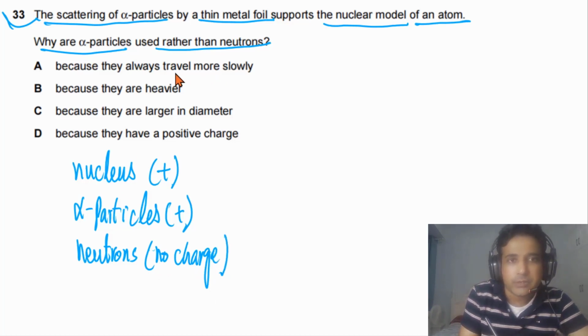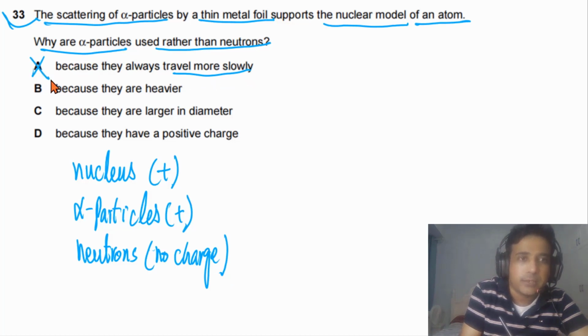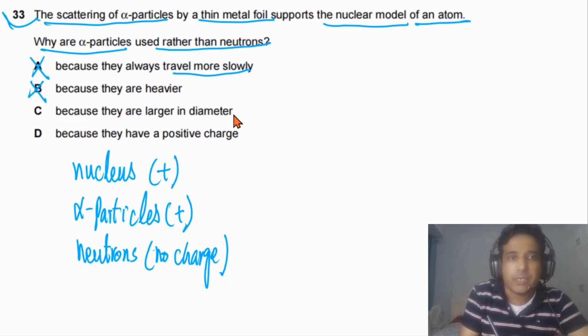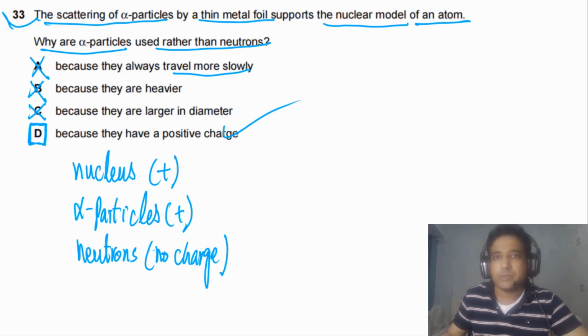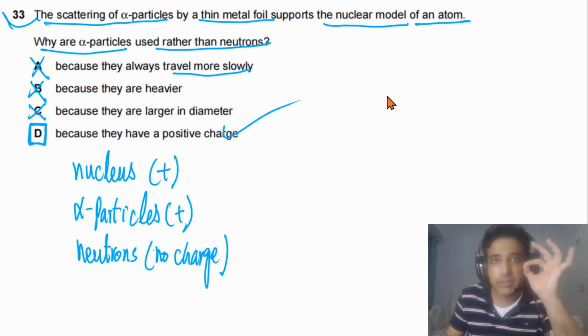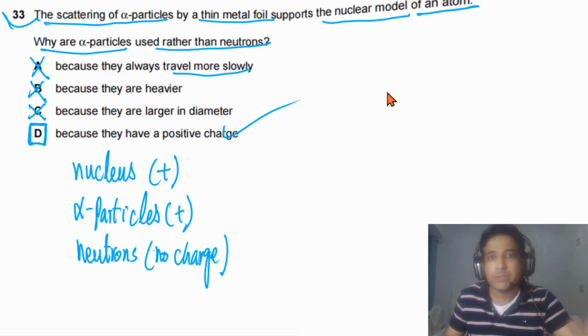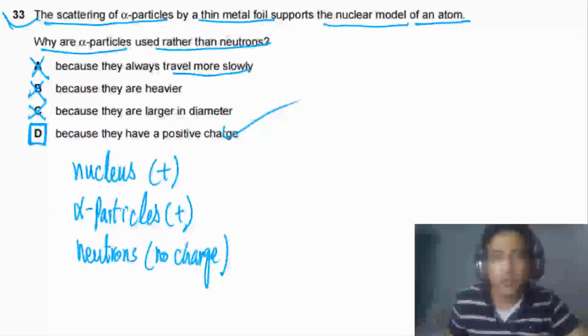Because they always travel more slowly, that's not the reason. Because they are heavier, that's not the reason. Because they are larger in diameter, size doesn't matter. Because they have a positive charge, that's the reason we used alpha particles instead of neutrons. So the answer for this one is D. The nucleus is positively charged, so there will be a repulsive force, so we can determine the size of the nucleus. Let's try to understand a little bit more in detail.